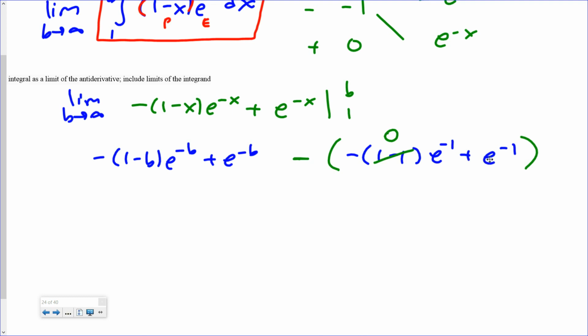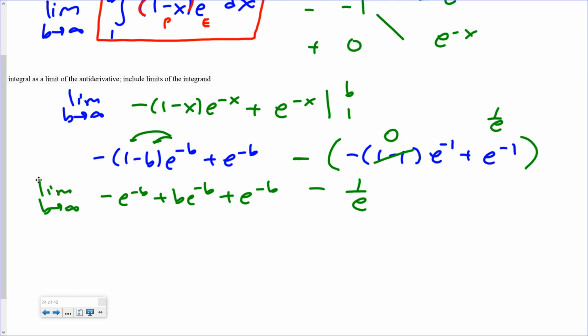This e to negative 1, what is that really? 1 over e. So do you see this right side is really just minus 1 over e? The right side wasn't too bad. The left side's pretty bad. Okay, so let's look at the left side. This right here, there's probably different ways to do this. What do you guys want to do? You want to distribute? I don't know what to do here. Okay, let's distribute. That would be negative e to the negative b plus b e to the negative b plus e to the negative b. The limit as b goes to infinity.